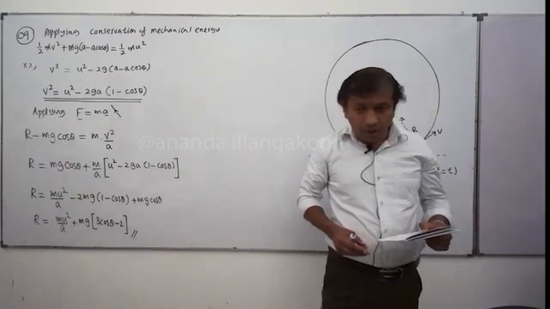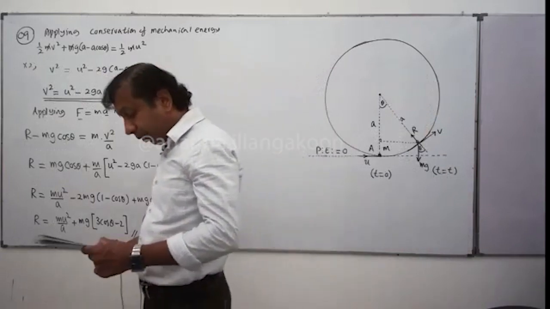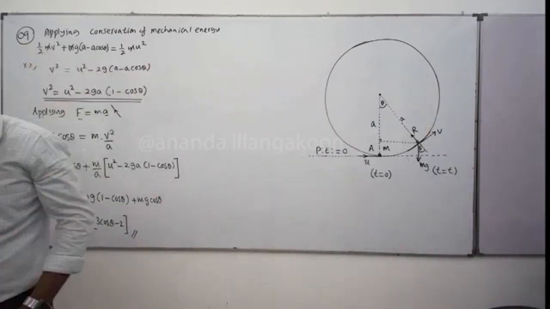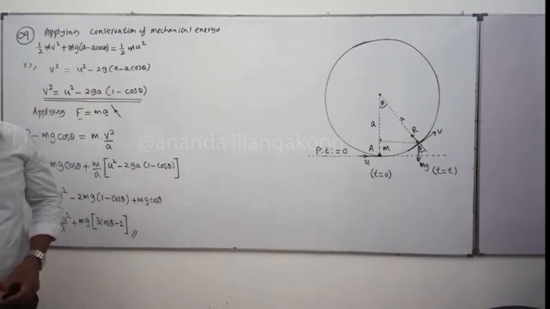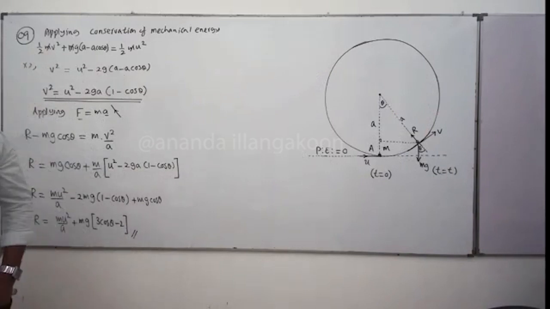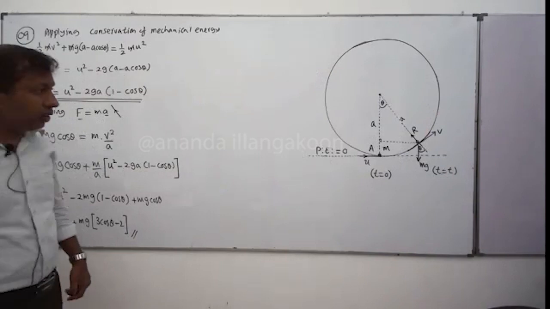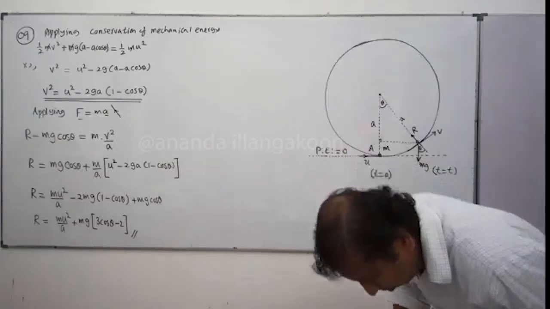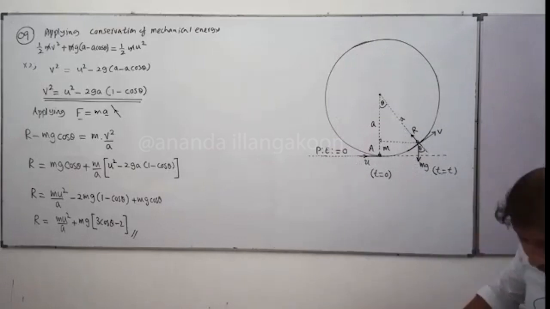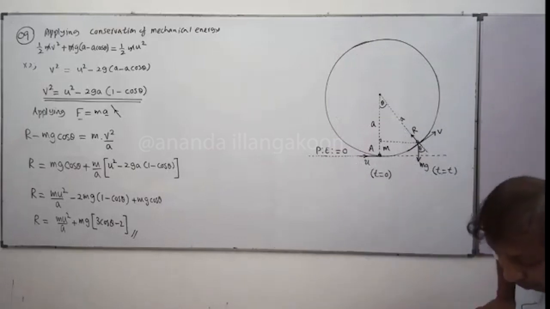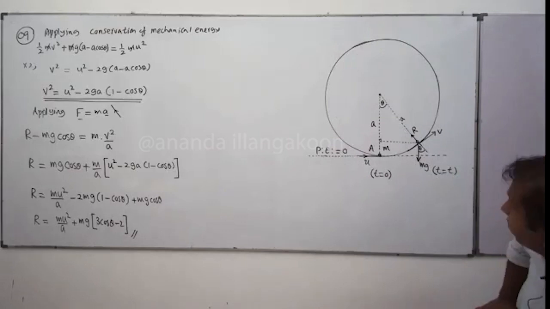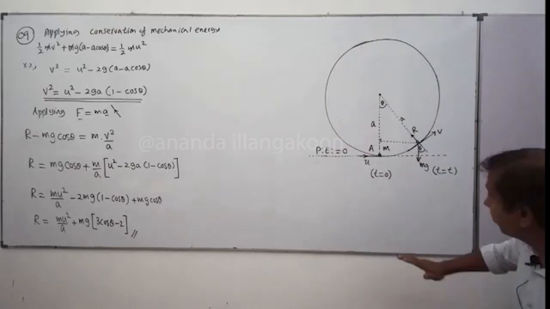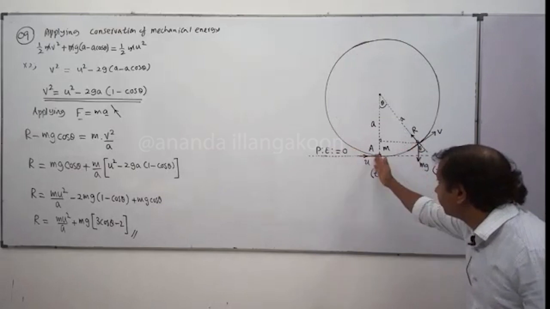Now, hence verify the following cases. Right. Hence verify the following cases. First thing, if U squared greater than 0, less than 2Ga, the particle oscillates about A. Right. The particle oscillates about A on either side.